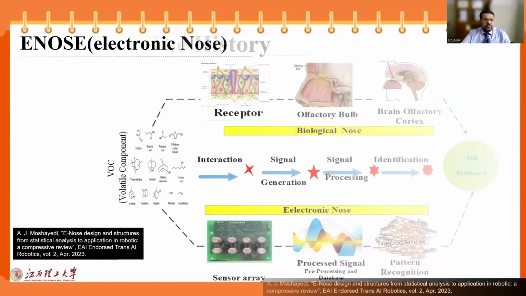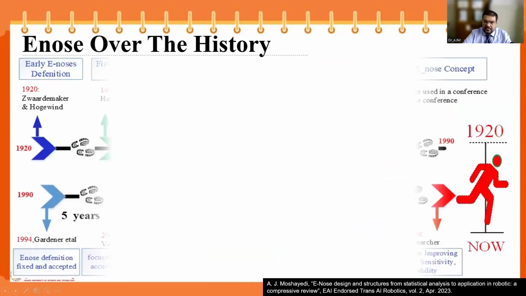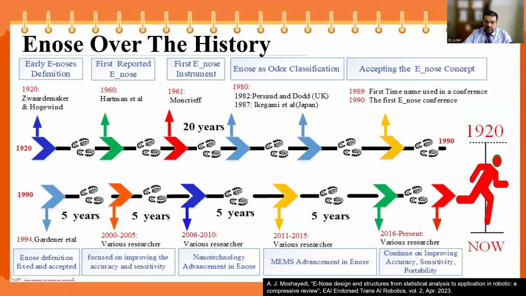The use of ENoses is not something that happened nowadays, this year or last year. It comes from a very late time, I can say from the 1920s, and even till today we are developing it day by day. For example, in 1920, firstly, they introduced the olfactory system of the human and proposed that we can have it in electronic form. Then in 1960, the first reported ENose came to the picture, and its use in 1961.